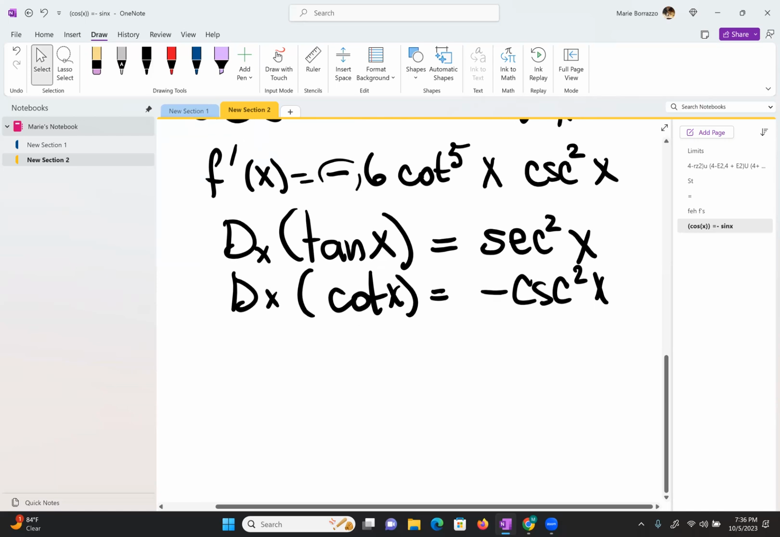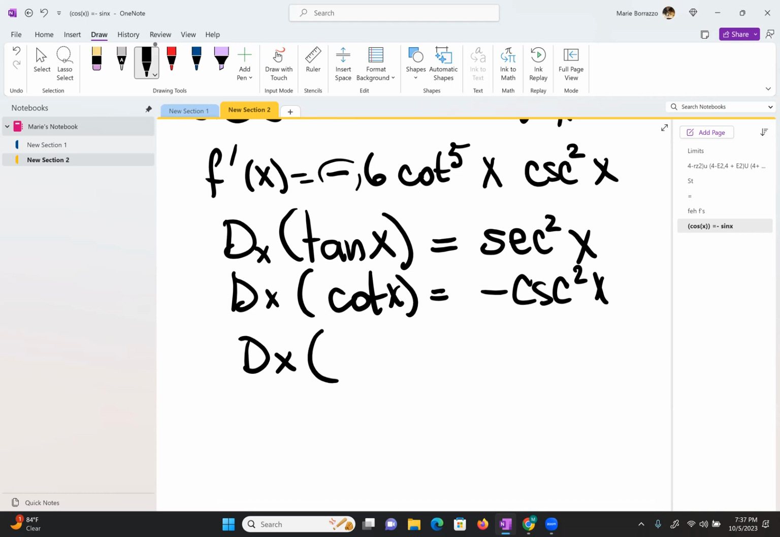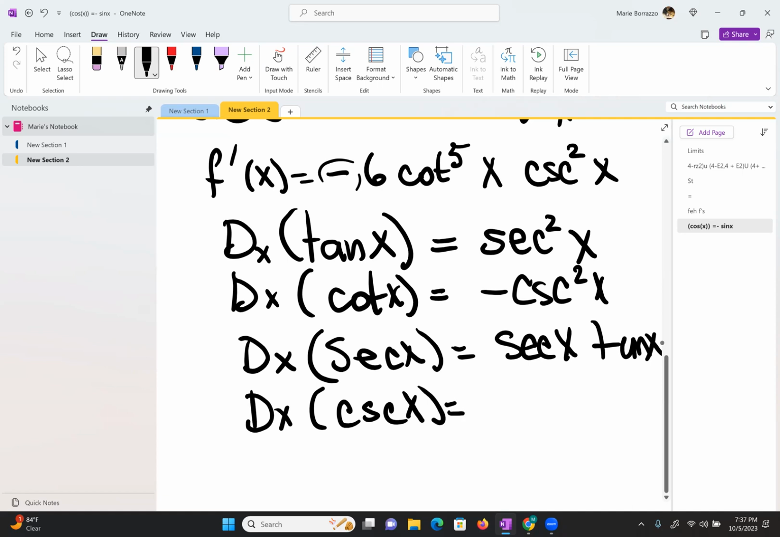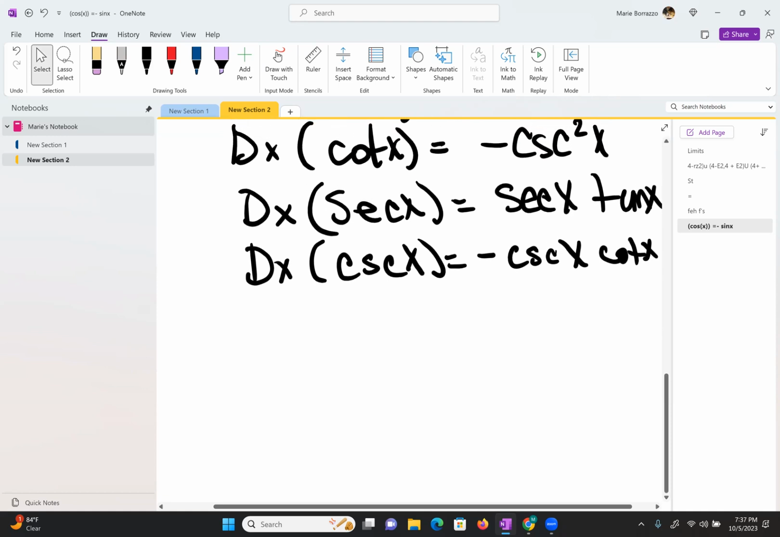Okay, I'm going to follow you with these last two examples, where d/dx of secant x, and this one is long, is secant x tan x as a derivative. And the derivative of cosecant x is going to give you negative cosecant x cotan x. So let's do a couple of these examples and I'll finish for tonight.